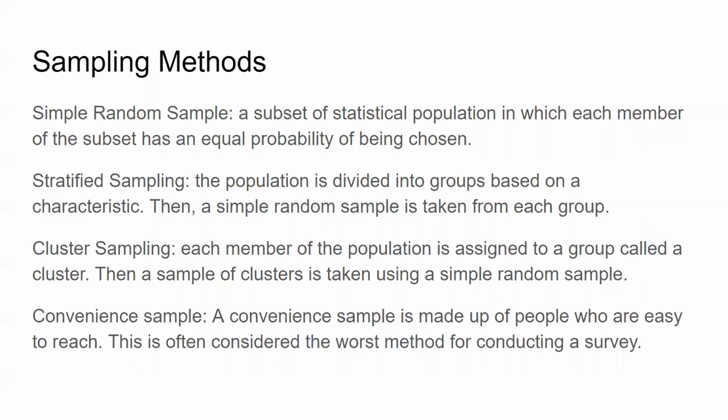And then you have a stratified sampling. The population is divided into groups based on a characteristic. Then a simple random sample is taken from each group. And you have cluster sampling, where each member of the population is assigned to a group called a cluster. Then a sample of clusters is taken using a simple random sample. Then we have the convenience sample. A convenience sample is made up of people who are easily reached. This is often considered the worst method for conducting a survey.